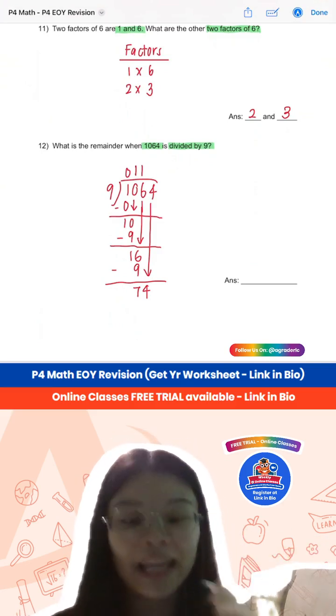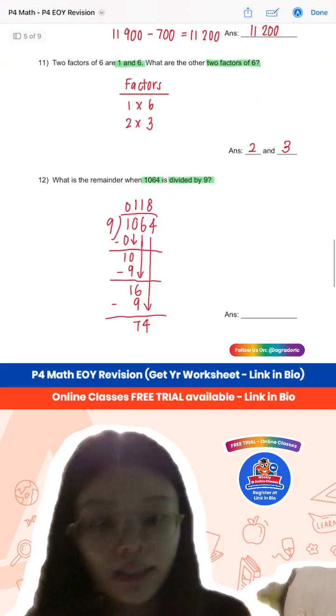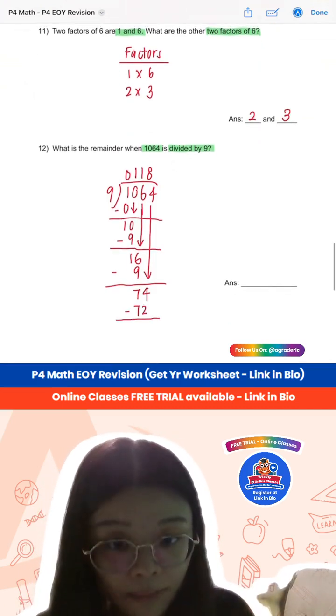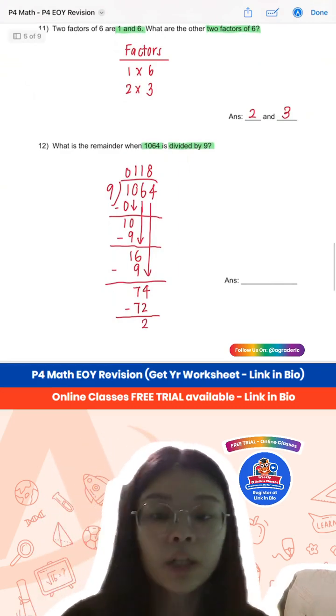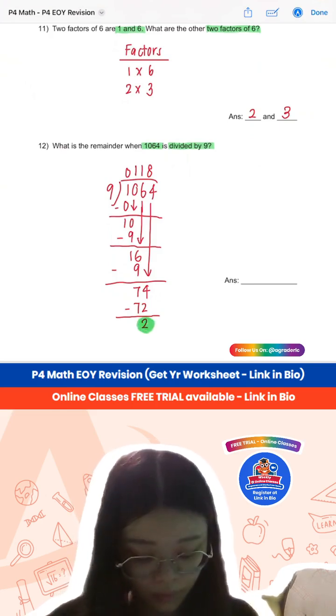Yes, there are 8 nines. Good. So I write 8. Afterwards, that gives us 72. I can subtract, and my final answer is 2. Since we are looking for the remainder, we found it. The remainder is 2.